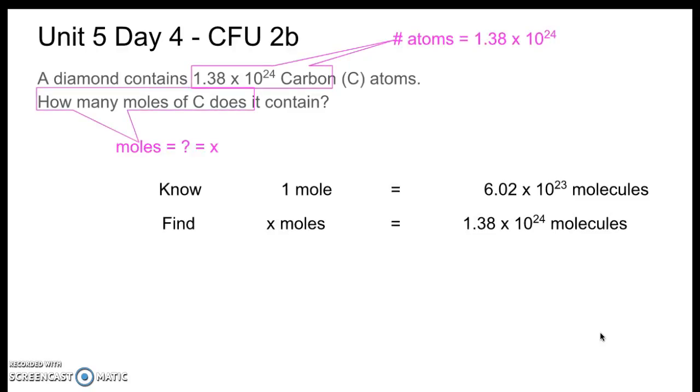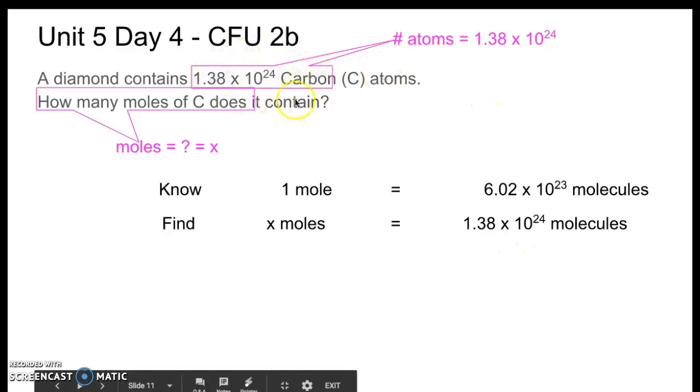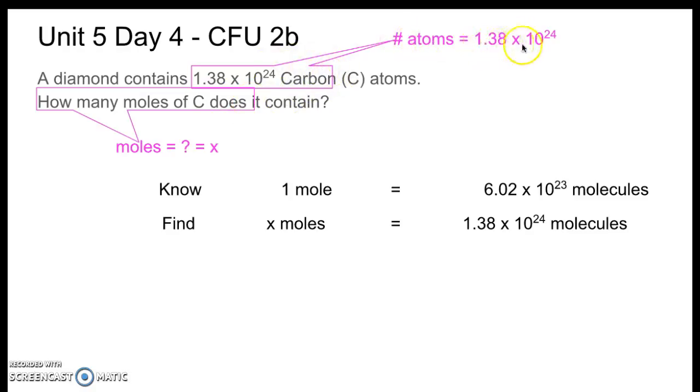Okay, so let's go ahead and annotate this information. We know that this is the number of atoms, and that we have that value, 1.38 times 10 to the 24, and we're asked how many moles, so moles is our unknown. Since we are comparing moles to the number of things, in this case atoms, the equation that we're going to use is that 1 mole is equal to 6.02 times 10 to the 23. This says molecules, it should say atoms.